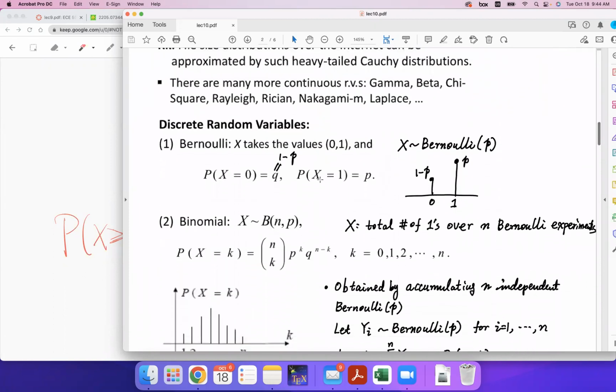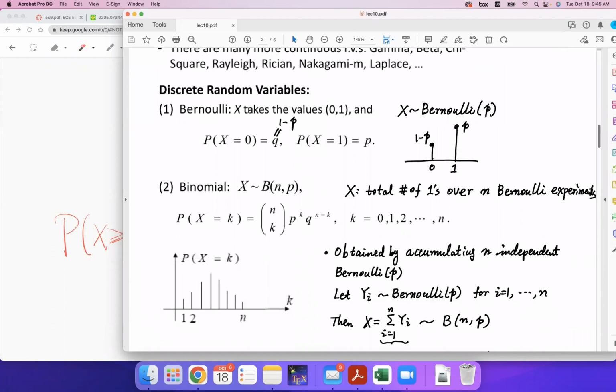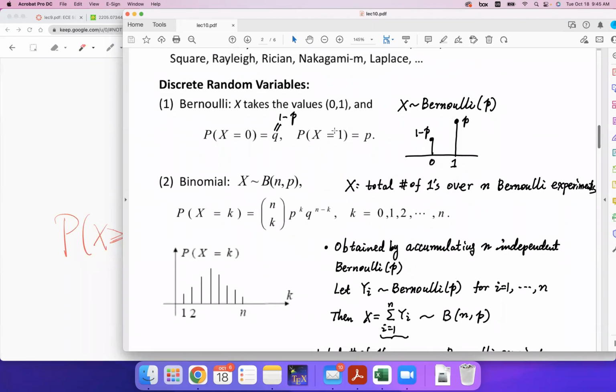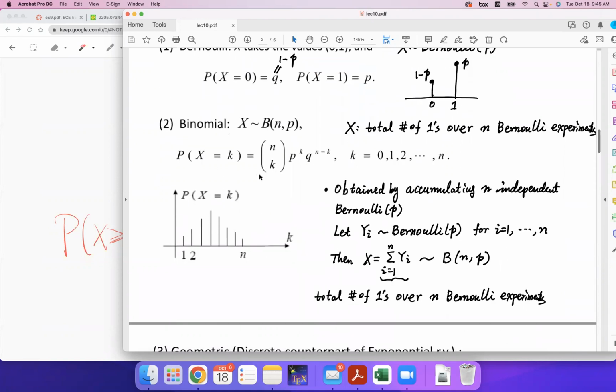And before, we have also talked about many discrete random variables, like Bernoulli and binomial. So I will not go over this. You can refer to the lecture notes. So Bernoulli basically corresponds to flipping a biased coin once, right? The probability of getting a head is P, and the probability of getting a tail is Q, 1 minus P. Well, binomial distribution corresponds to flipping the coin n times, and we are looking at the probability of observing K heads. So this is binomial distribution.